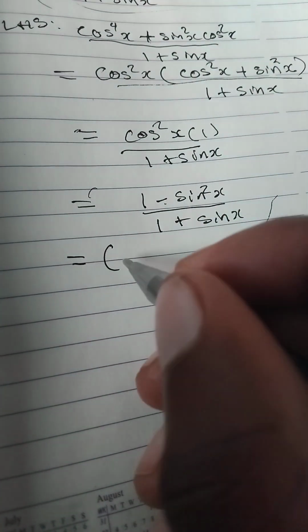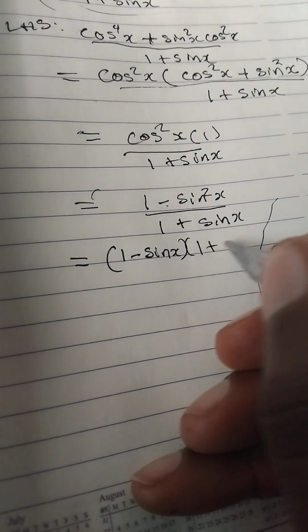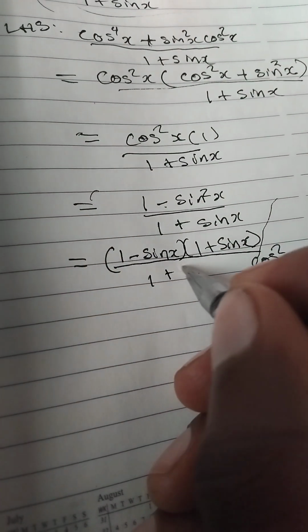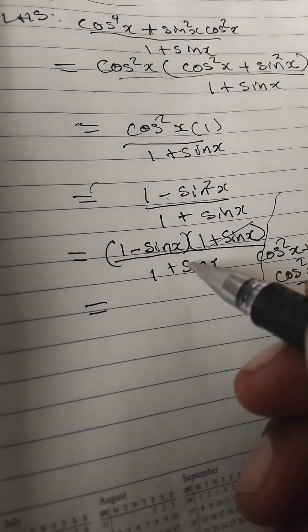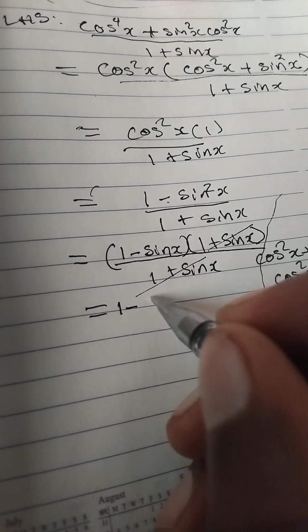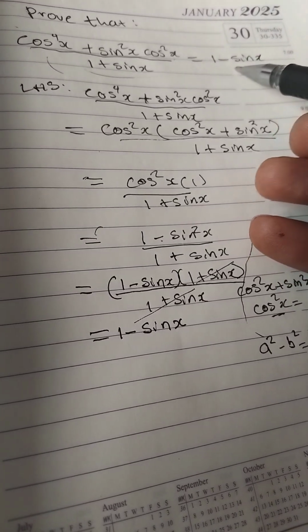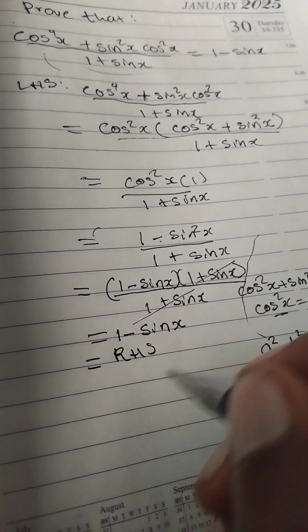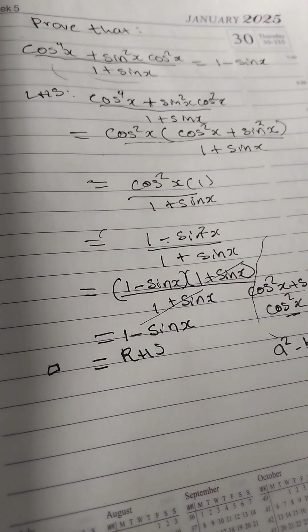So you will apply the same rule here. This will be 1, the square root of 1 is 1, minus sin x, times 1 plus sin x. So this is what you have, then all over 1 plus sin x. Can you see that 1 plus sin x will cancel 1 plus sin x? Then we are left with 1 minus sin x, which is your right hand side. You see the right hand side is 1 minus sin x. So you say, well, this is the same as your right hand side. We have proven that. That's how you prove that these two are equal.